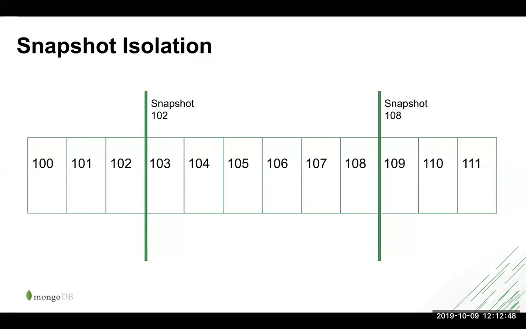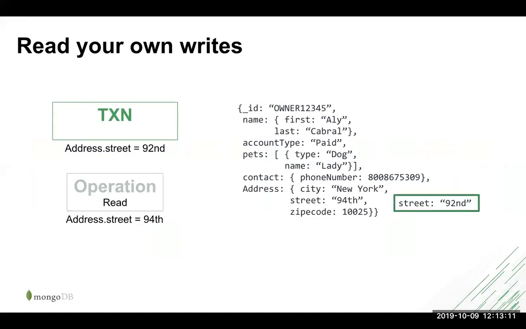So again, just to reiterate the point, if I have a snapshot at time 108, I'm going to see all of the previous writes from that time, and none of the subsequent writes until I have another snapshot that's at a later time. So snapshot 108 will not see the writes happening later. Great. Let's move on.